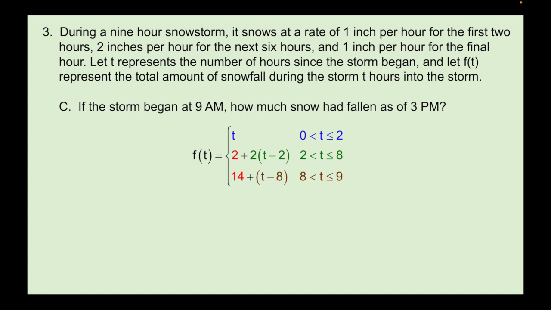Part C, if the storm began at 9 a.m., how much snow had fallen as of 3 p.m.? So if we're thinking of 0 as being 9 o'clock a.m., we want to think about the fact that 3 p.m. is 6 hours later. So if this is our initial point, 6 hours later would be plugging in a 6, and you've got to plug it into its corresponding expression. So when we do plug that in, it's 2 plus 2 times the quantity 6 minus 2, and that's going to give us 10 inches.